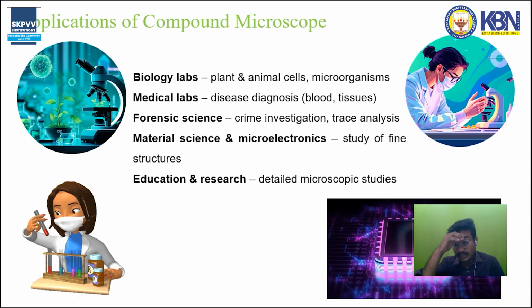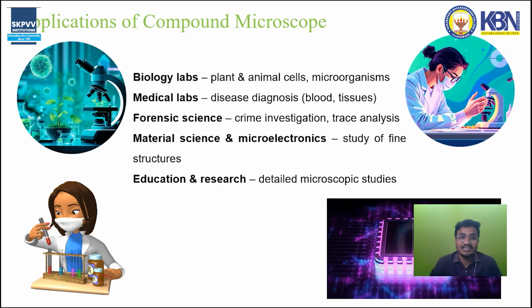Coming to the applications of the compound microscope, similar to the simple microscope, compound microscopes are widely used in biology labs, for plant and animal cells and microorganism examinations. In medical laboratories, for disease diagnosis, they are used for blood and skin tissues. In forensic science, like crime investigation and trace analysis, they also use the compound microscope. For material science and microelectronics study, they use these structures. And for education and research purposes, detailed microscope studies are used.